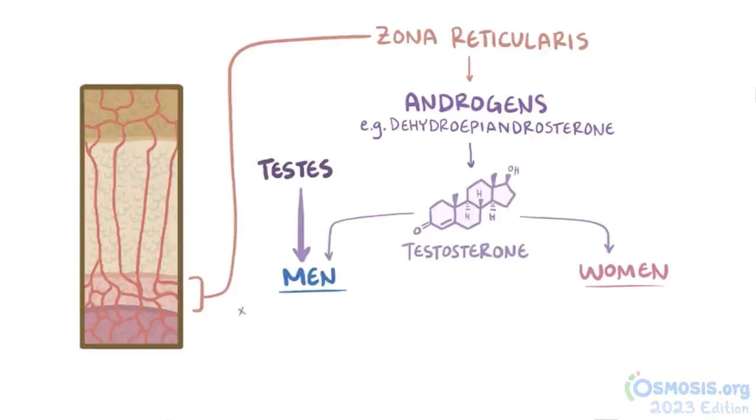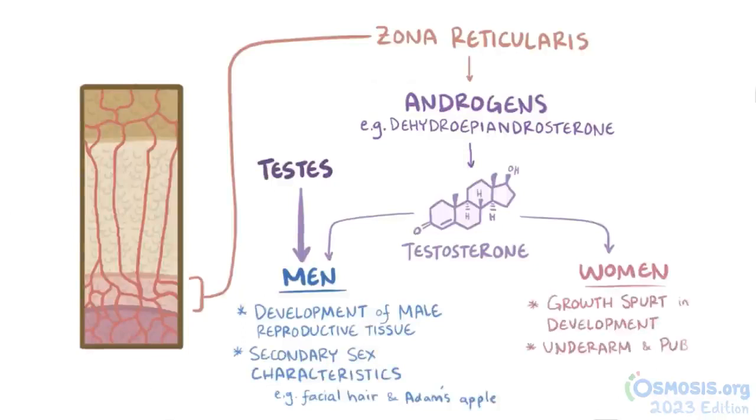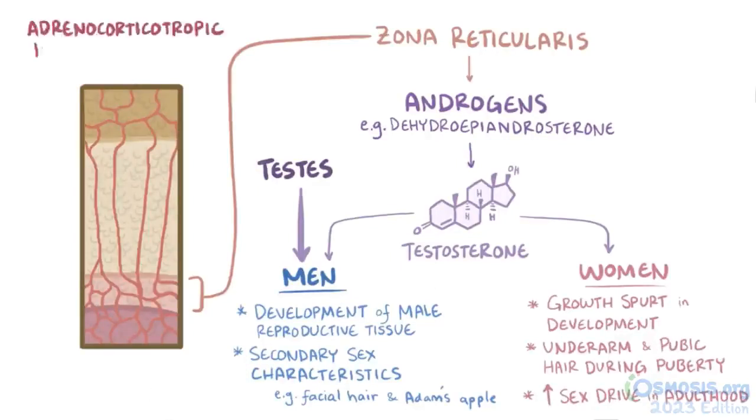In men, high levels of androgens are responsible for the development of male reproductive tissues and secondary sex characteristics like facial hair and a large larynx or Adam's apple. In women, low levels of testosterone are responsible for a growth spurt in development, underarm and pubic hair during puberty, and an increased sex drive in adulthood. The exact mechanism for adrenal androgen production isn't well understood, but like cortisol, it seems to be stimulated by adrenocorticotropic hormone released from the pituitary gland.